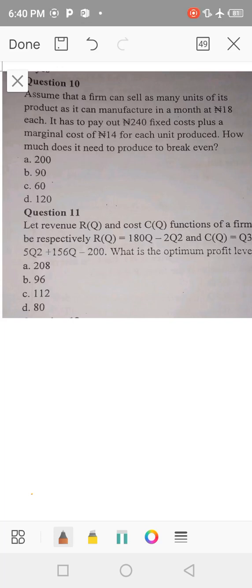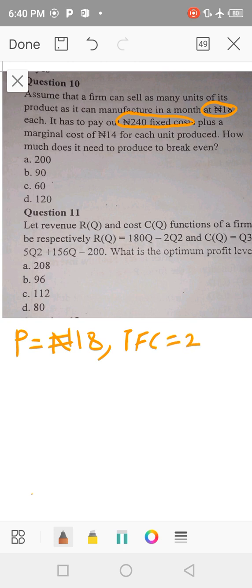Right, in this question 10, we are told that the firm sells its products at 18 naira per unit, 18 naira each. That means that the price of the firm's product is 18 naira. Then we see that the total fixed cost is 240. So our total fixed cost is equal to 240 naira.